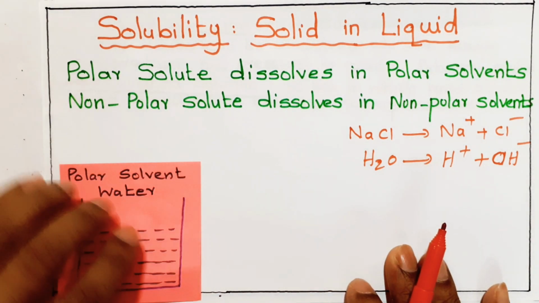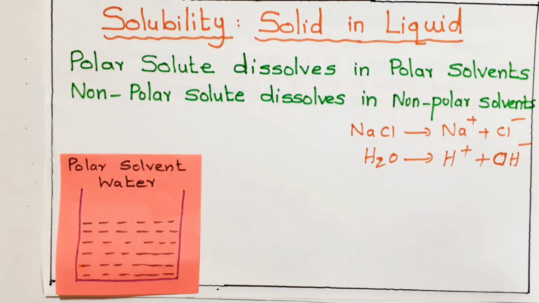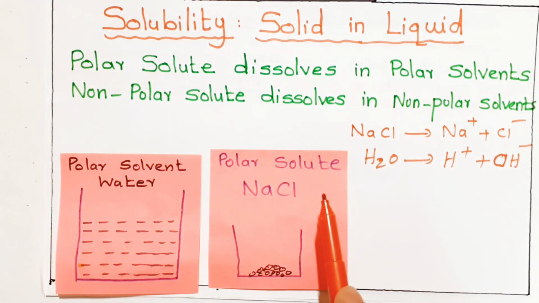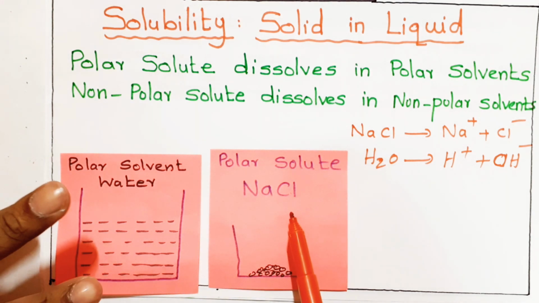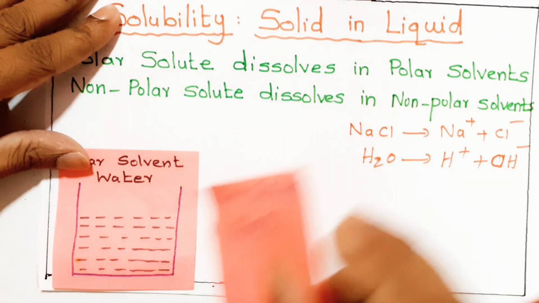I will take water as my solvent and sodium chloride as my solute. We will add sodium chloride into this water and we will stir this. We can see that sodium chloride got completely dissolved into this water. Now we will see another example.